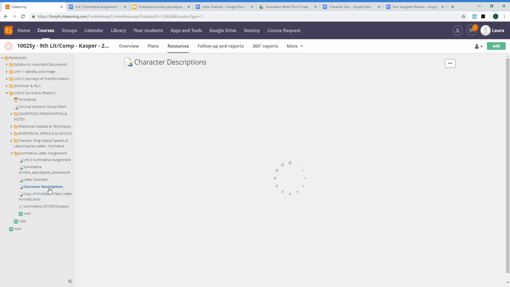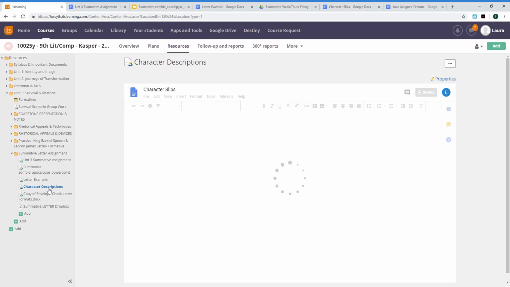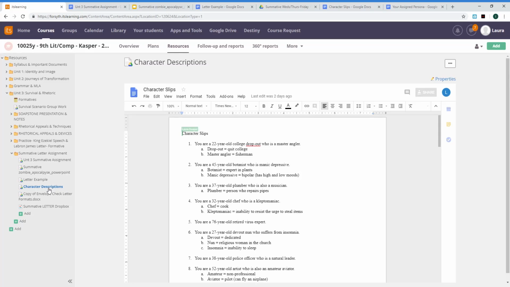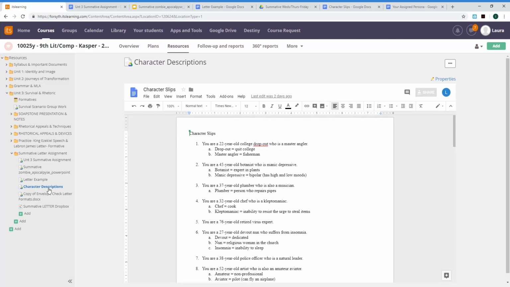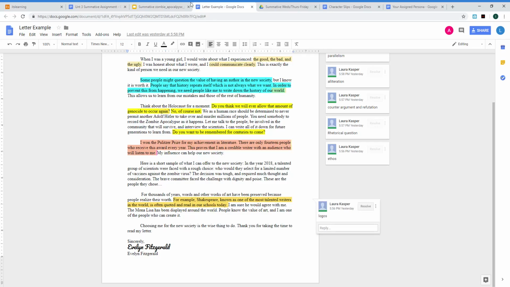Here are the character descriptions. This is where you need to go to figure out what character you are. You need to write your letter from the perspective of one of these people, whoever you're assigned. I'm about to pull that up on the screen. You can pause the video, obviously, and write down your number, and then go here and figure out who it is. You can add in details if you want to. On that character descriptions sheet, it actually asks you to do that.